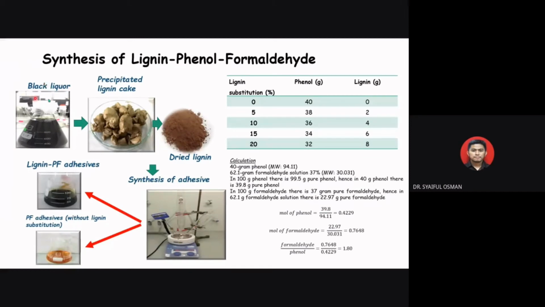We obtain a black liquor from bamboo, and then we get a precipitated lignin cake, and then dried lignin, and subsequently we use the dried lignin as a replacement of phenol in the synthesis of phenol-formaldehyde adhesive to produce lignin-phenol-formaldehyde adhesive. I also produced a PF adhesive without lignin substitution as a control, just to compare the properties of a PF adhesive without lignin and lignin-phenol-formaldehyde adhesive.